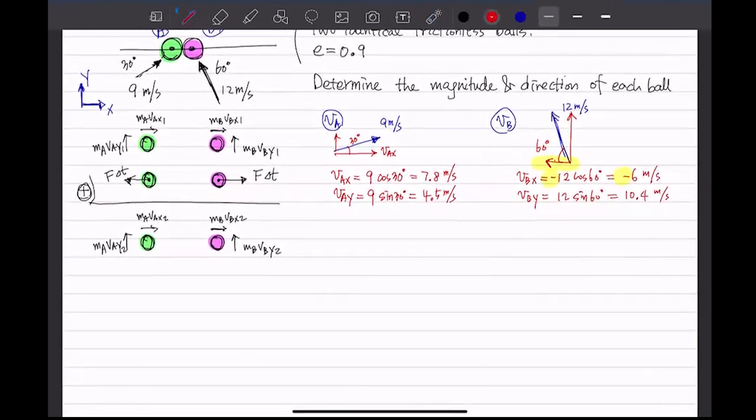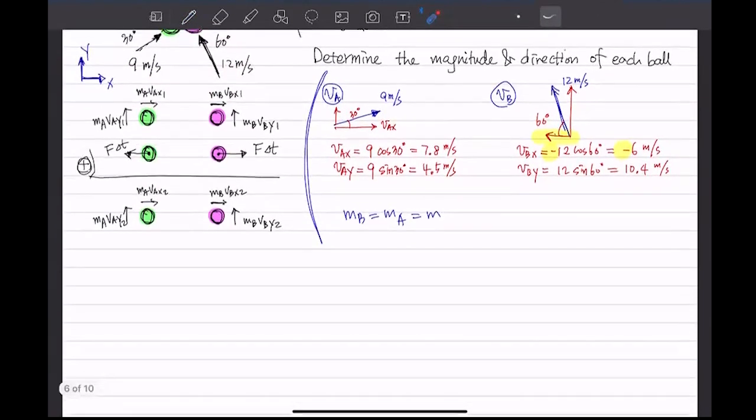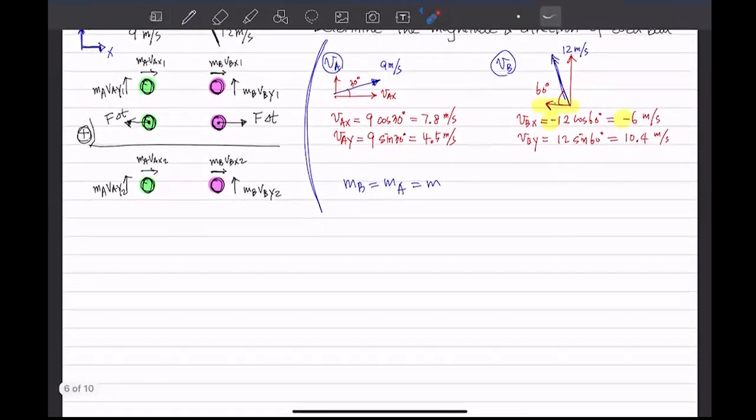And what else do we have to consider? We know that MB and MA are going to be the same, and let's call that M to make it simple. So these are the information you can find out from the problem that is given, right? Okay, so having those in our pocket, we can approach this.